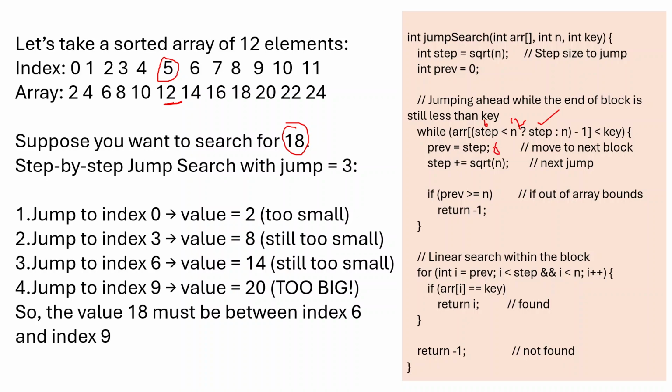Previous is equal to 6, and then step plus equal to 3. So 6 plus 3 is 9. Step is equal to 9. Then once again, previous is 6, which is greater than 12? It's correct. So go back once again and do it again. So now what happens over here? Step is 9.